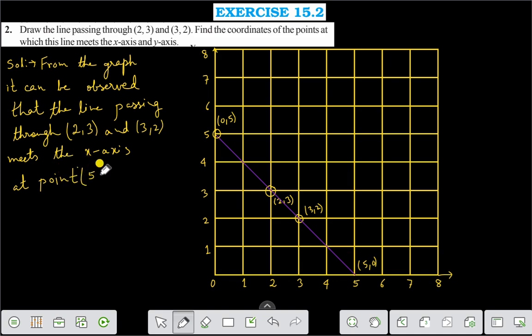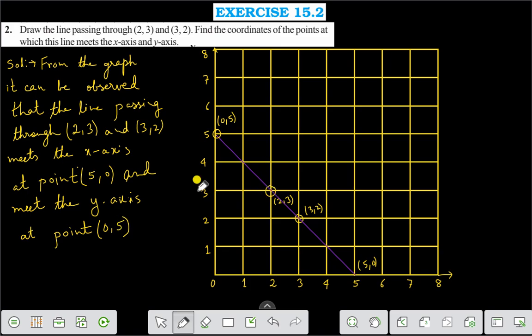(5, 0), and meets the y-axis at point (0, 5). X is 0, y is 5. This point, right?